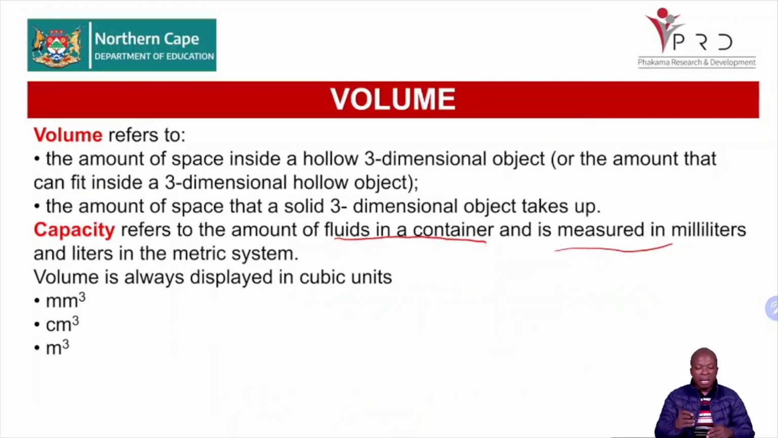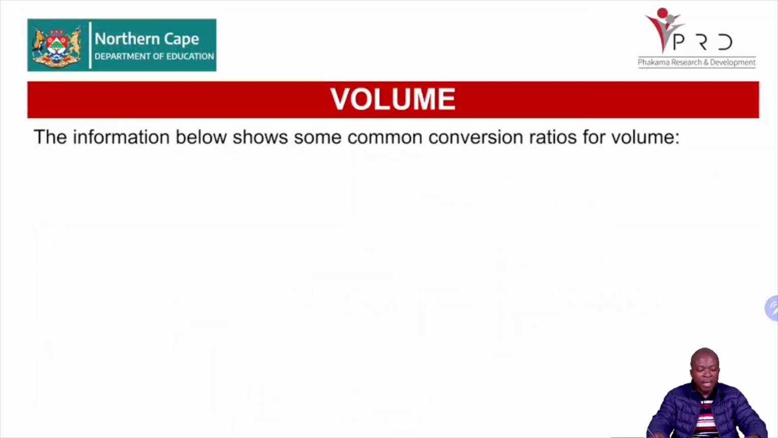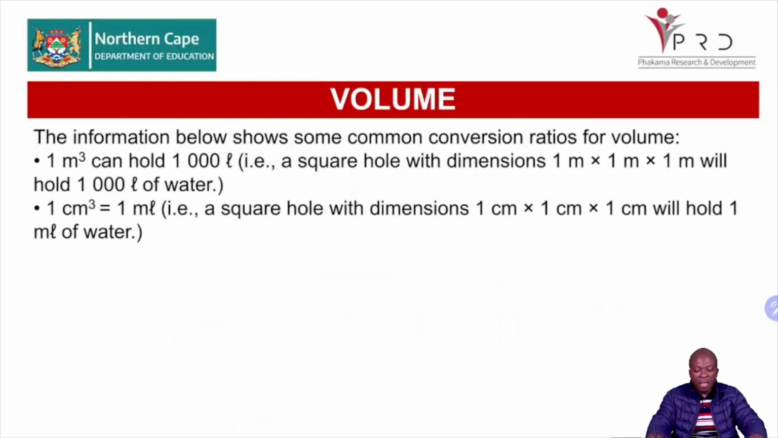So you can also remember it this way: capacity is the amount that can be contained in an object. The quantity that we can contain in a 3D container, we classify it as capacity. And I've shown you that volumes are measured in millimeters cubed, centimeters cubed, and meters cubed. All right, so now let's look at this information here.